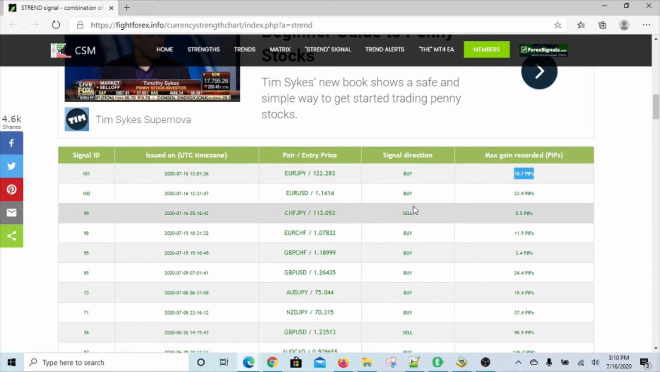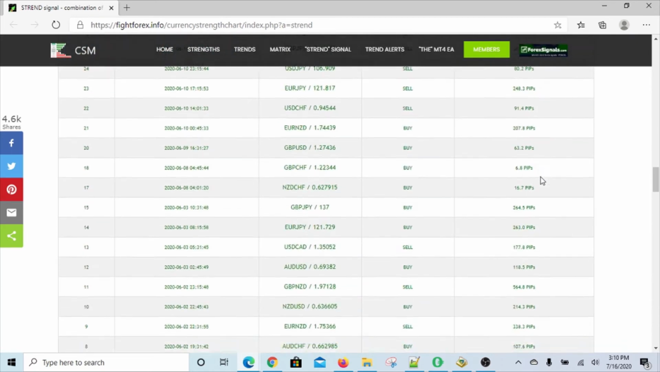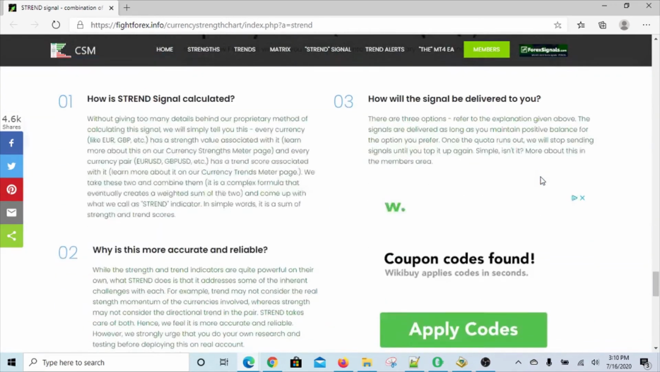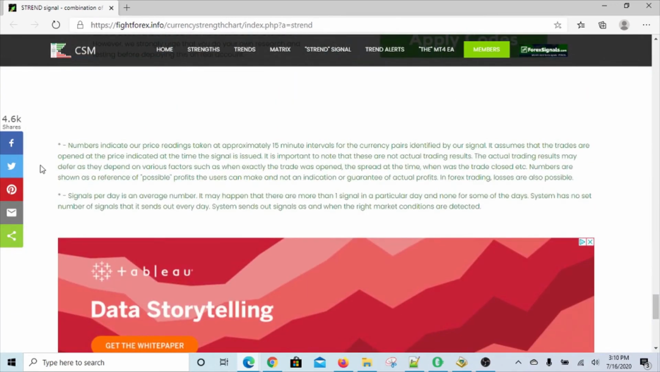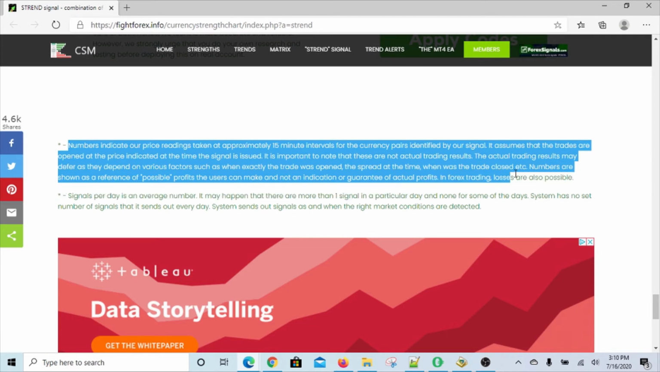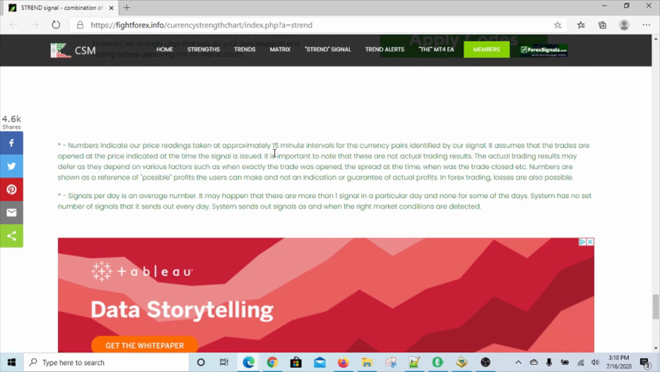Now, let's talk about this number, the maximum gain recorded. And by the way, there is an explanation about that at the very bottom. What it means is that the numbers are not really taken from MT4 when the trade is actually opened. It's not the case. The system actually, after the signal is issued, goes back every 5 minutes and checks the price.